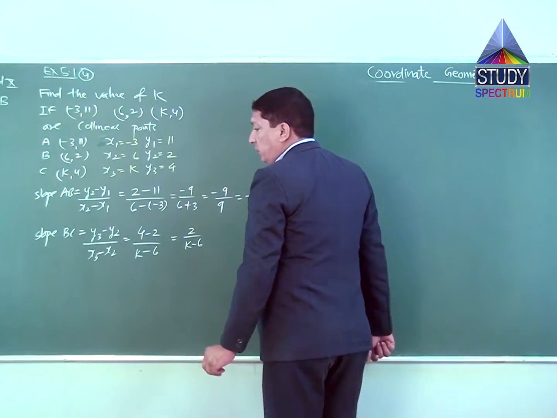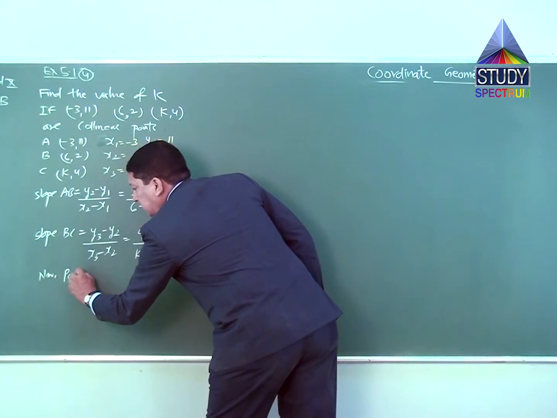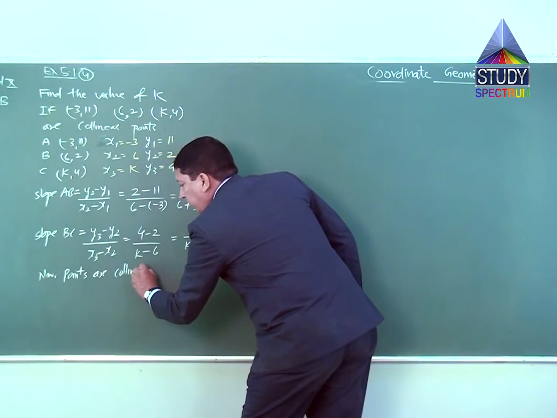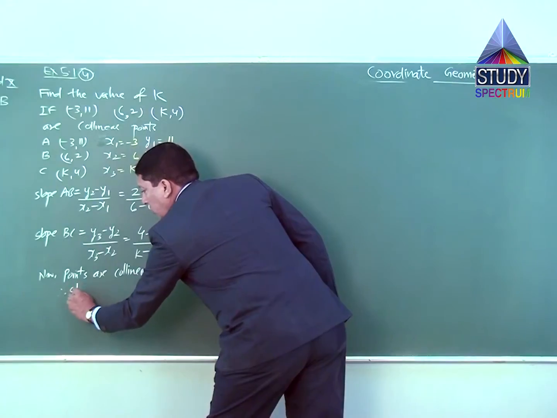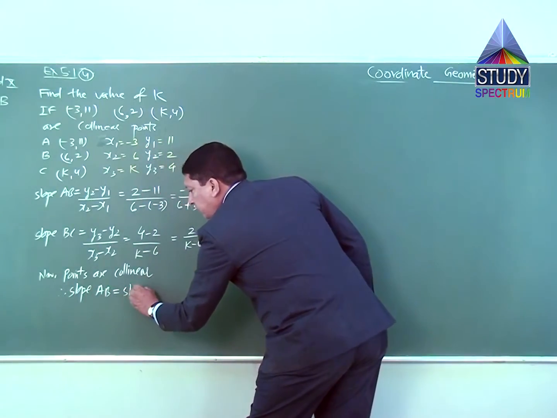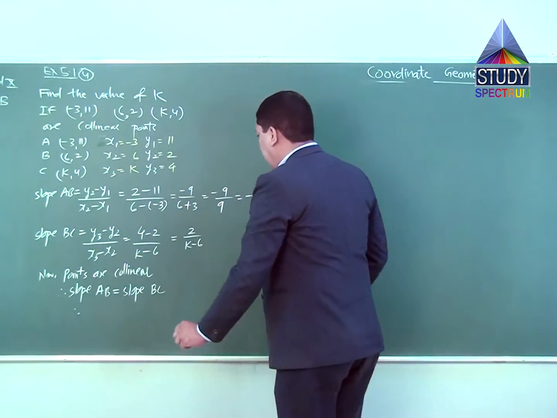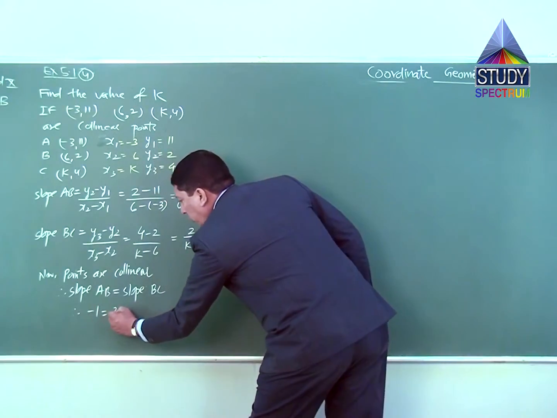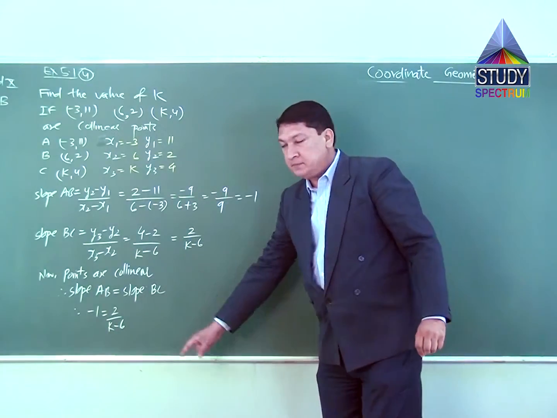Now given to us, points are collinear. Now when points are collinear, slopes are equal. Therefore, slope AB is equal to slope of BC. Therefore, we can write minus 1 equals 2 upon K minus 6. These 2 slopes are same.